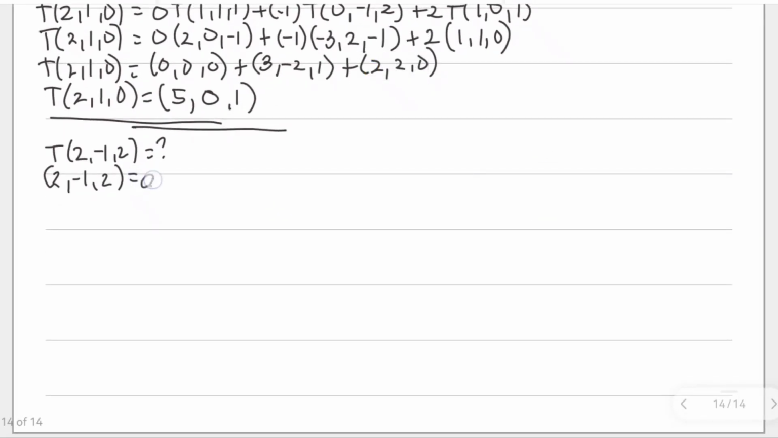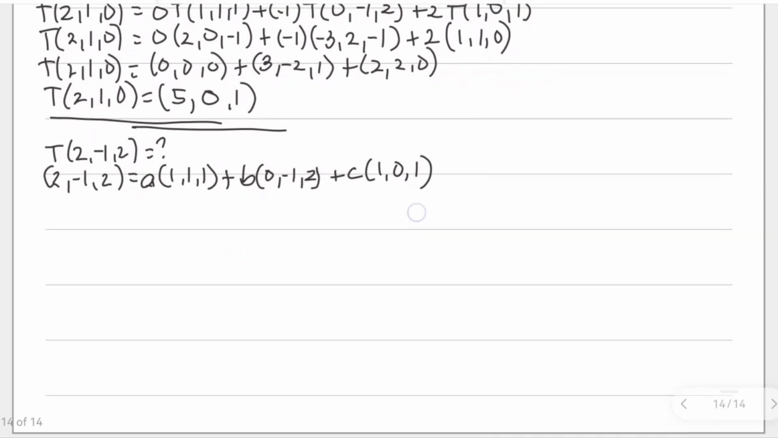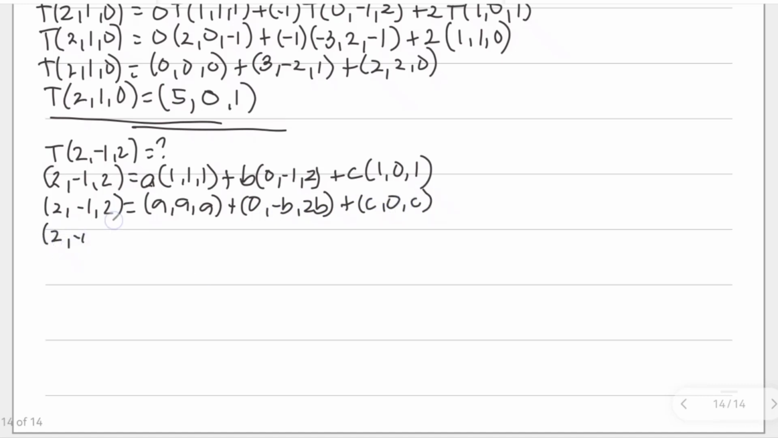You have a times (1, 1, 1), okay? Just here, plus b times (0, -1, 2), plus c times (1, 0, 1). This is equal to (2, -1, 2), which is (a + c, a - b, a + 2b + c), as earlier.